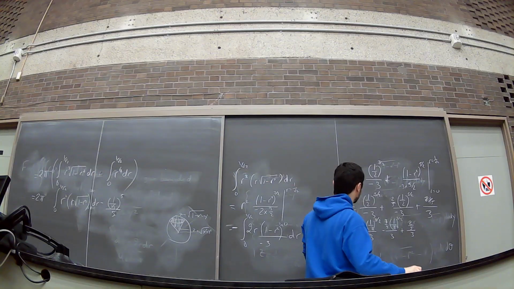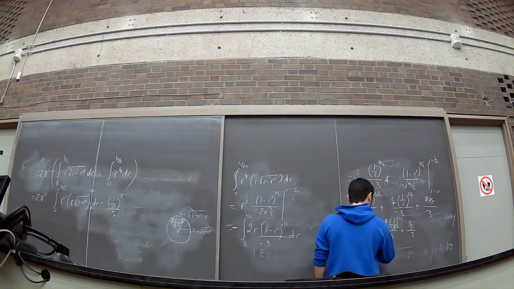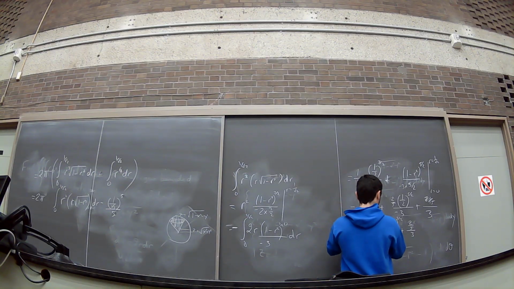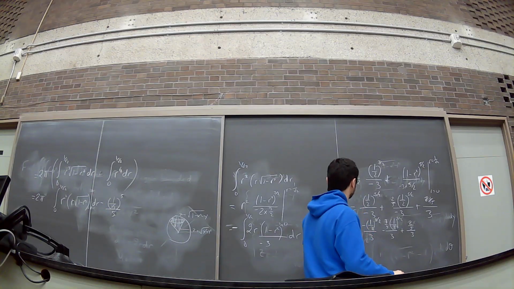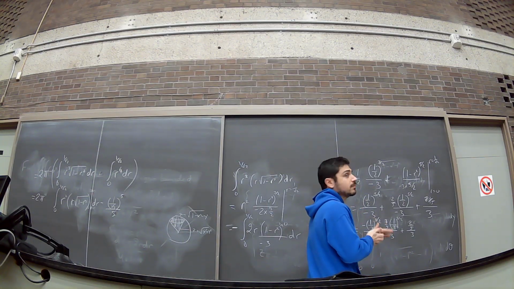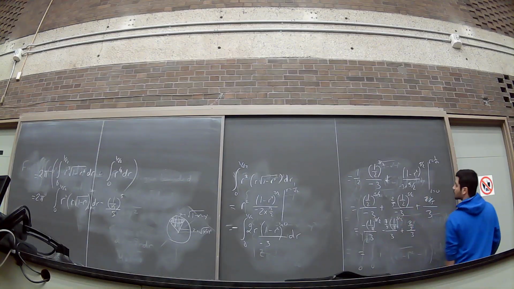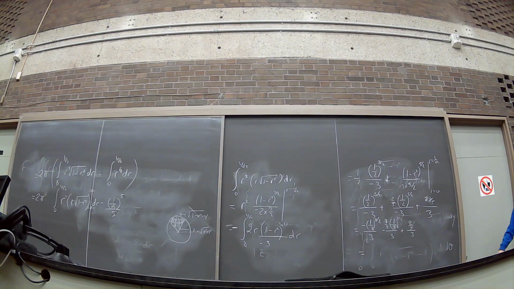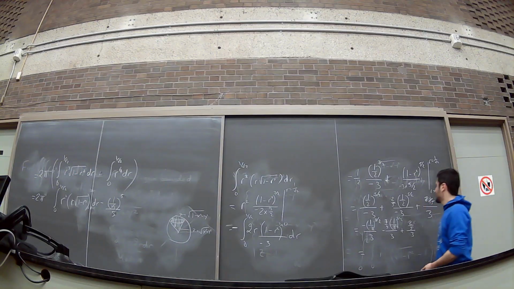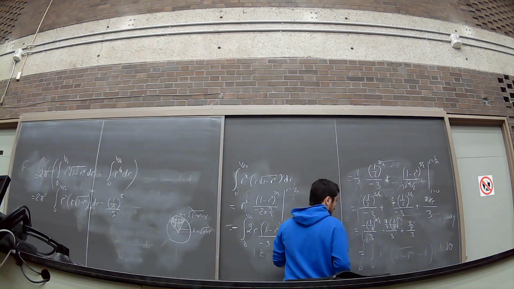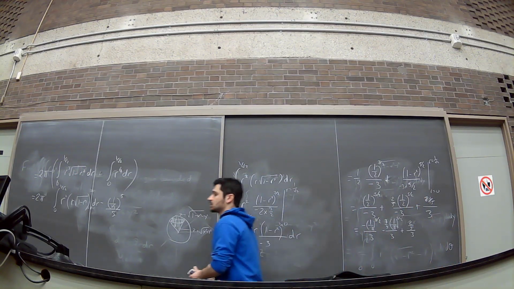So what do you get? You get minus 3. And you see that this is what you get? Yeah. Okay, great. 1 half times 1 half to 3 halves. Yeah, that's 1 half to 5 halves. 1 half to 5 halves. Great. I mean, you know, this looks good.